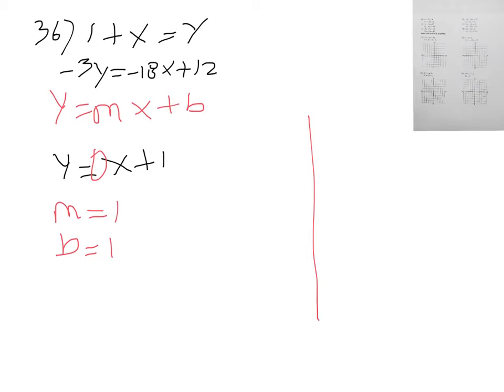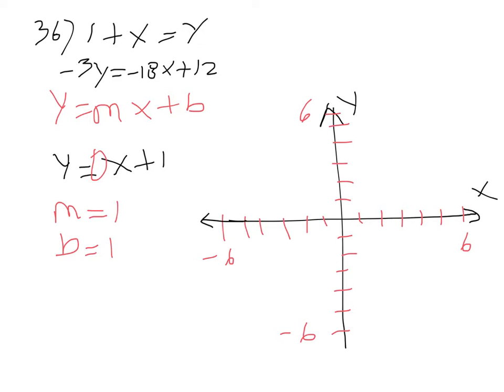Now I have my coordinate plane. When I'm graphing a line in slope-intercept form, the first thing I do is plot my y-intercept, which is 1 right now. I'm going to plot it with blue. And my slope is 1. Remember, slope is rise over run. So I need to make that 1 a fraction, 1 over 1.